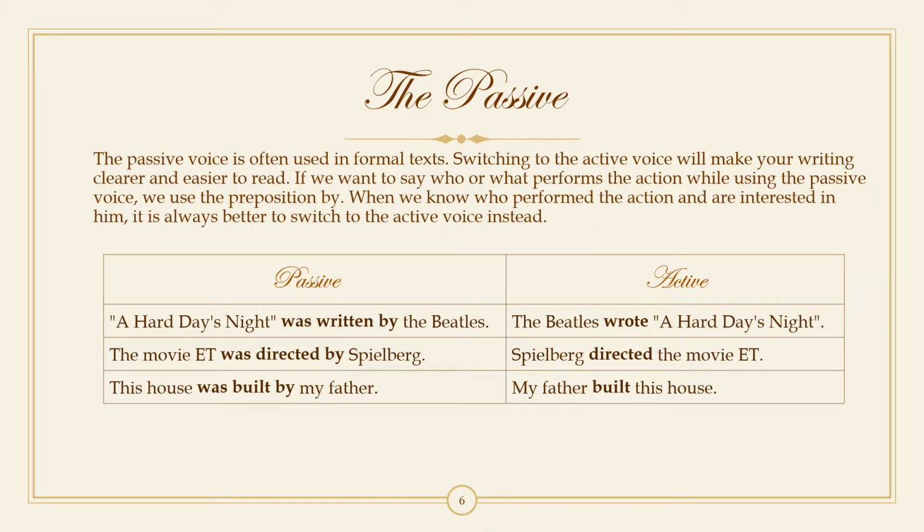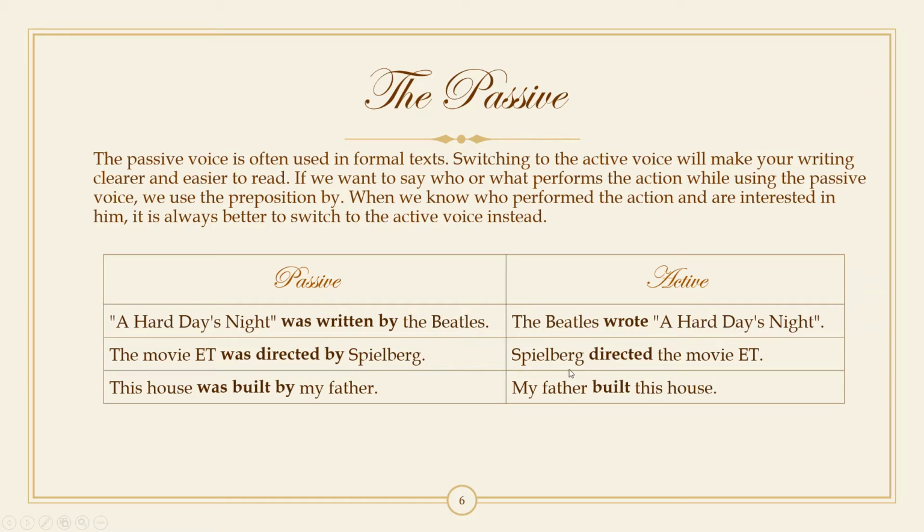The passive voice is often used in formal text. Switching to active voice will make your writing clear and easy. I know that passive voice is often used in formal text, and active voice makes your writing clearer and easier. Now look at this example. A Hard Day's Night was written by Beatles. Beatles wrote A Hard Day's Night. So the second one, that is active, gives a clearer idea, I think.